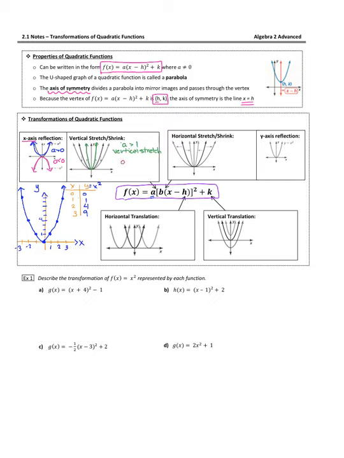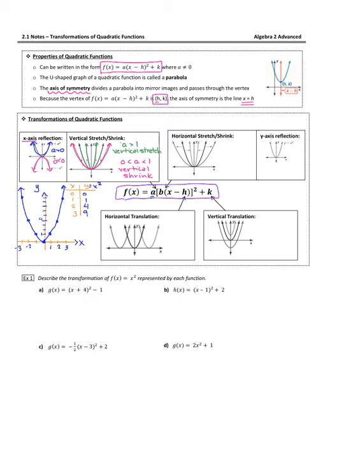If your a value is between 0 and 1, that's going to be a vertical shrink. So you'd be multiplying those y values by a fraction, which actually makes your graph a little bit wider here. It's going to shrink you closer to the x-axis as opposed to the stretch, which pulls you away from the x-axis.